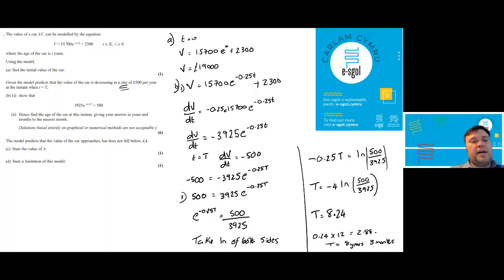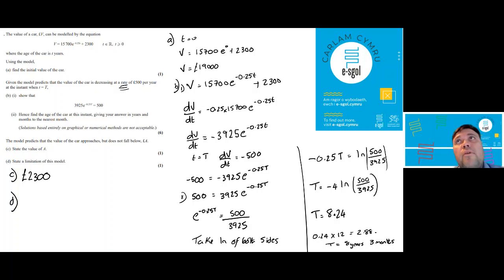And then if I put part C over here, it says the model predicts that the value of the car approaches but does not fall below A. State the value of A. Like the other one, the value of A is going to be the constant which is on its own in the original equation. So in that case it is going to be 2,300. It won't fall below.